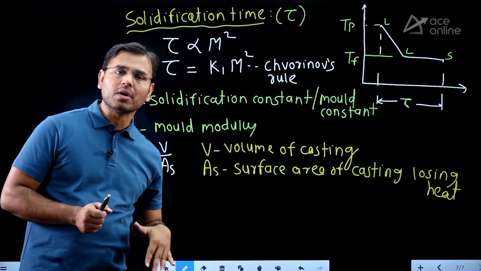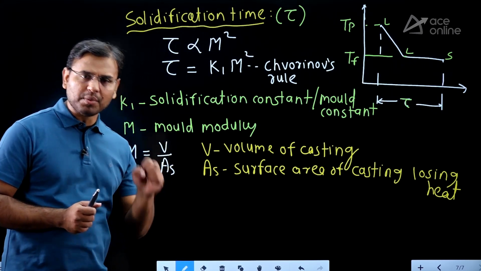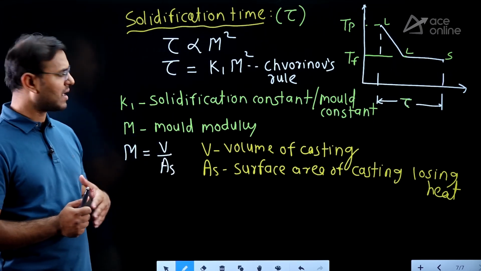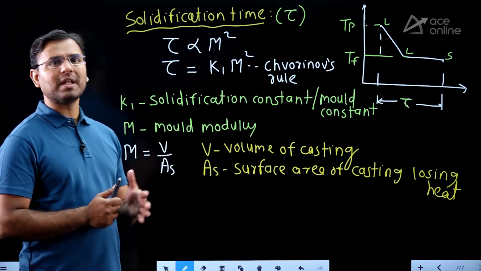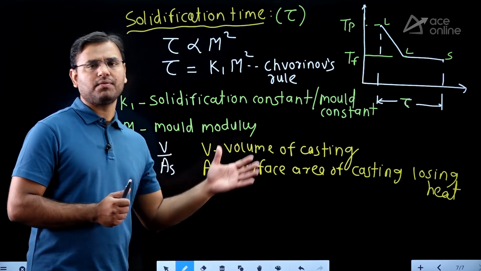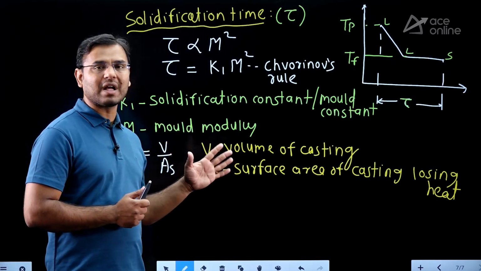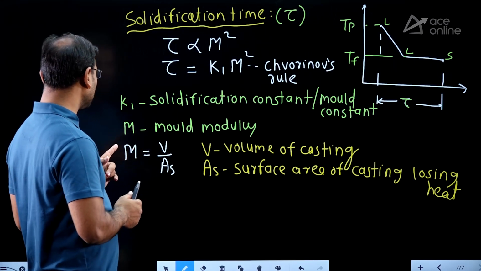Only the top and bottom of the cylinder. The top of the cylinder is pi by 4 d square, the bottom of the cylinder is pi by 4 d square, and the addition is 2 into pi by 4 d square. That is the surface area we have to take. When the question comes, it is not only the surface area, it is the surface area of casting losing heat. It is very important to remember that.